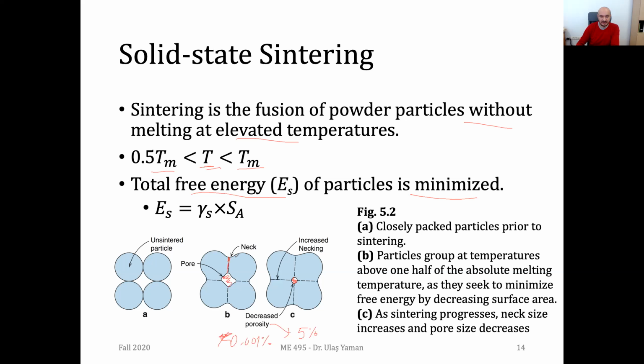So while these particles are joining together, their aim is to minimize the free energy. So minimizing free energy means they are trying to minimize the surface area. Initially, if you look at here, they have the surface area, but finally it's decreased to this value. So they are decreasing to almost half, which means that their total free energy decreases with the help of a decrease in the surface area. So this is the fundamental sintering mechanism.